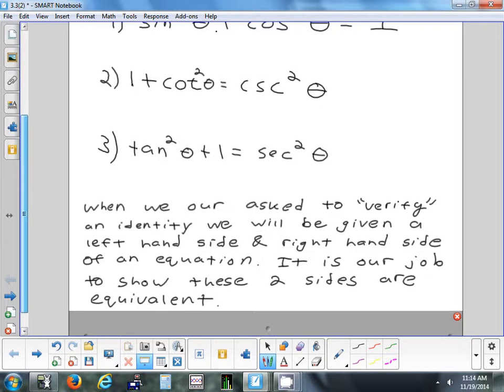All right, so the idea of verifying an identity, you did that on the homework last night. The difference between verify and simplify: simplify, they just give you an expression and you do what you can to make it simpler. Verify, they give you something on the left and something on the right, just like in the homework. So you know where you start and where you have to end up, and somehow you have to show that the two sides are equivalent.